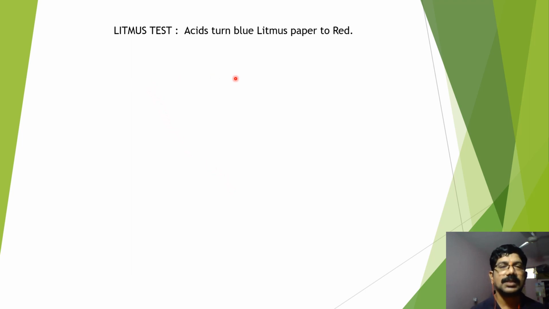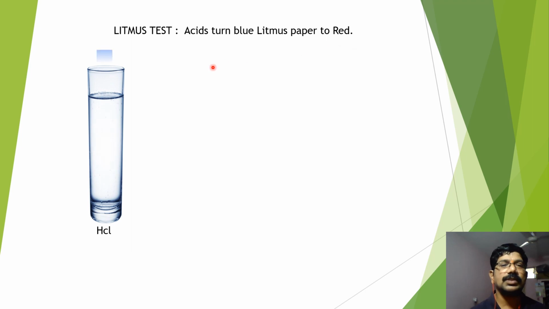Now children, let us discuss one of the important properties of the acids. What is that? Litmus test. How do we identify the acids? See, acids turn the blue litmus to red. Acid turns blue litmus paper to red color. Okay, you studied in your 7th class. See, let us do this experiment.